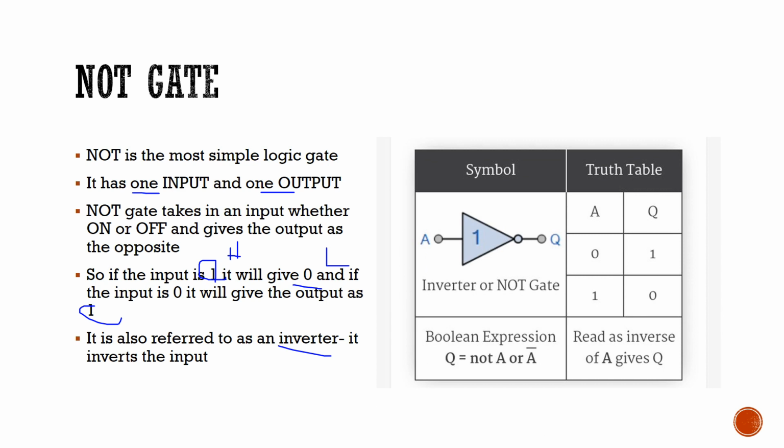Here is the symbol of the NOT gate, and this is the input and this is the output. Only one input, one output. For the truth table, A is the input and Q is the output. If you have an input of 0, the output will be a 1. And if the input is 1, which is a logic high, it will give you an off signal or a logic low signal, which is just read as an inverse.